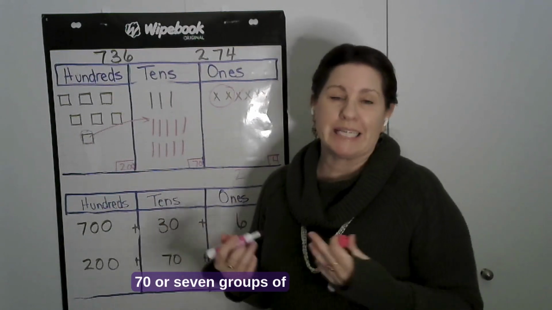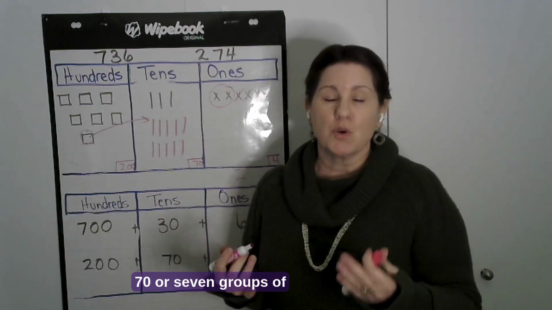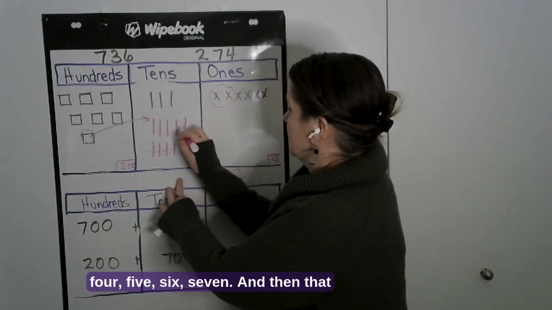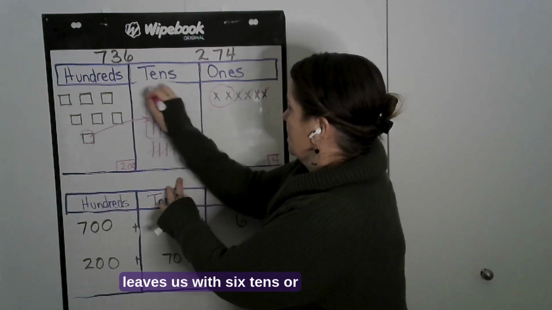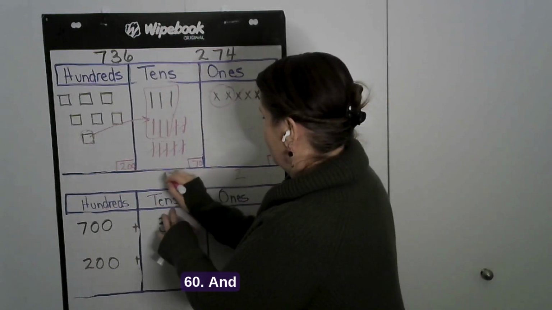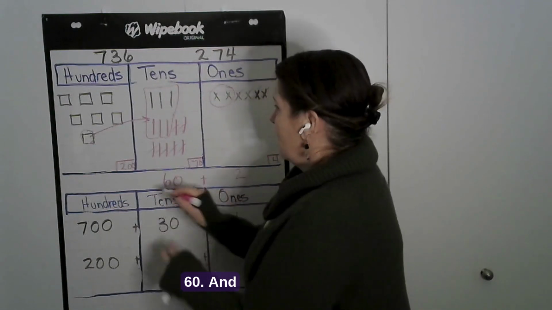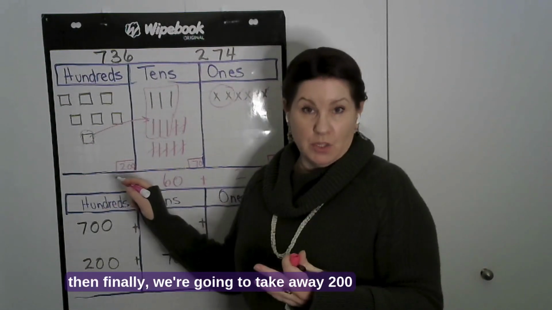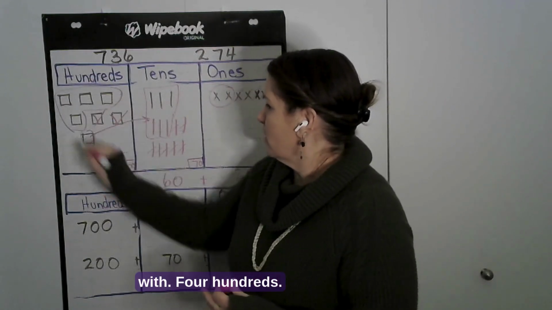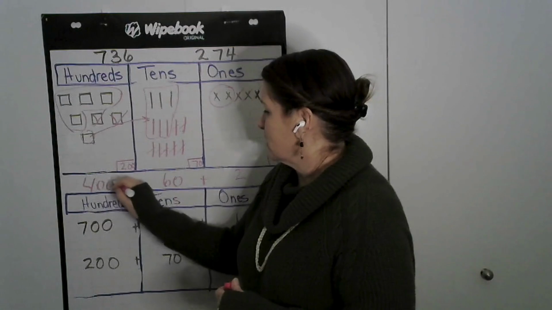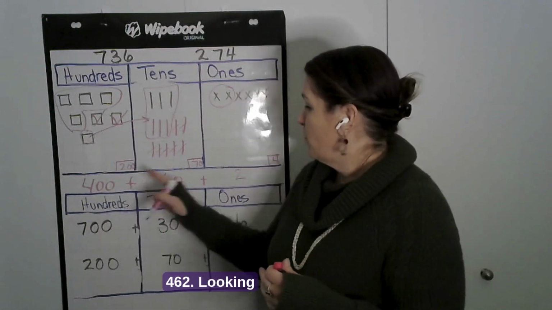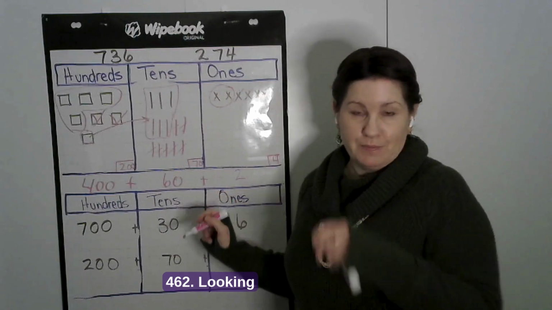I can now take away 70 or 7 groups of 10. So 1, 2, 3, 4, 5, 6, 7. And then that leaves us with 6 10s or 60. And then finally, we're going to take away 200s, leaving us with 400s. So that gives us a final difference of 462.